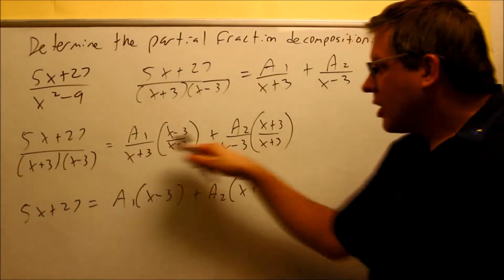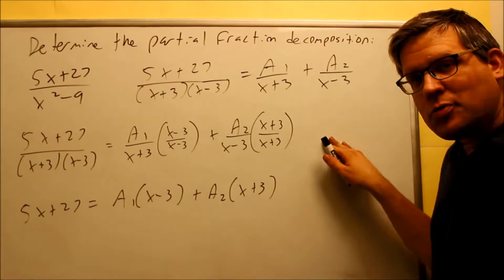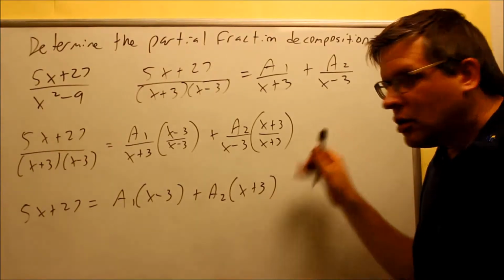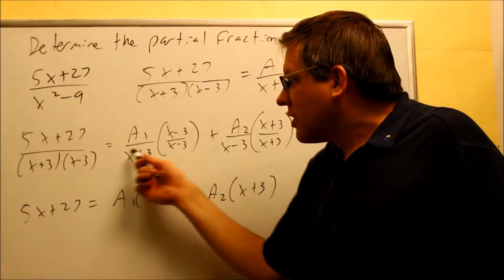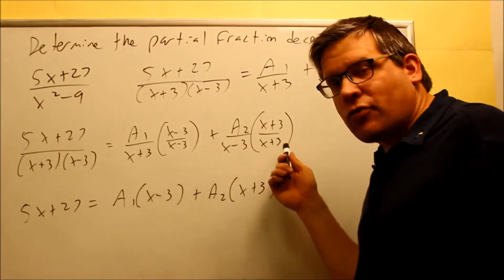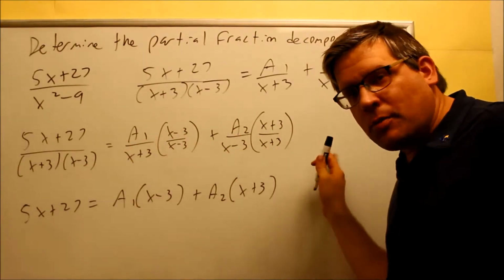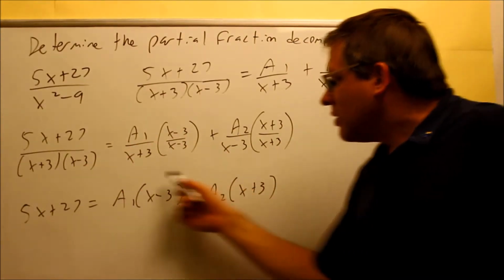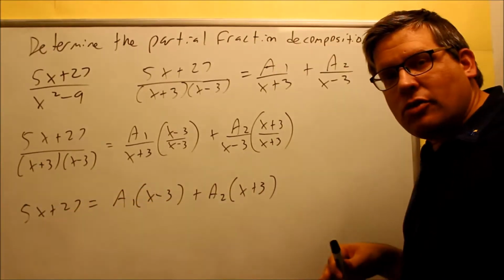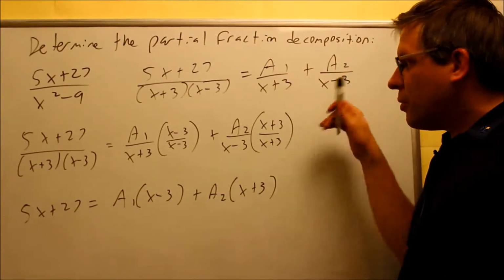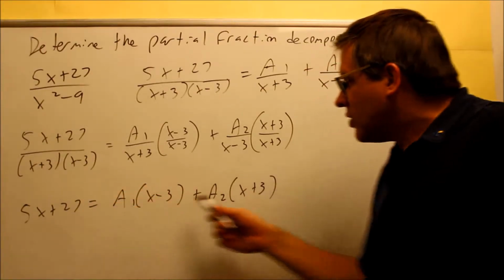The reason why I'm not worrying about the bottom is because those are all equal to each other already. X plus 3, x minus 3, that's exactly what I have on the bottom of each of these fractions here. So that's why I'm ignoring the bottom. I'm only focusing on the top. So every single time you do a problem, you're always going to set it up and you're always going to do this step to bring it down to here.